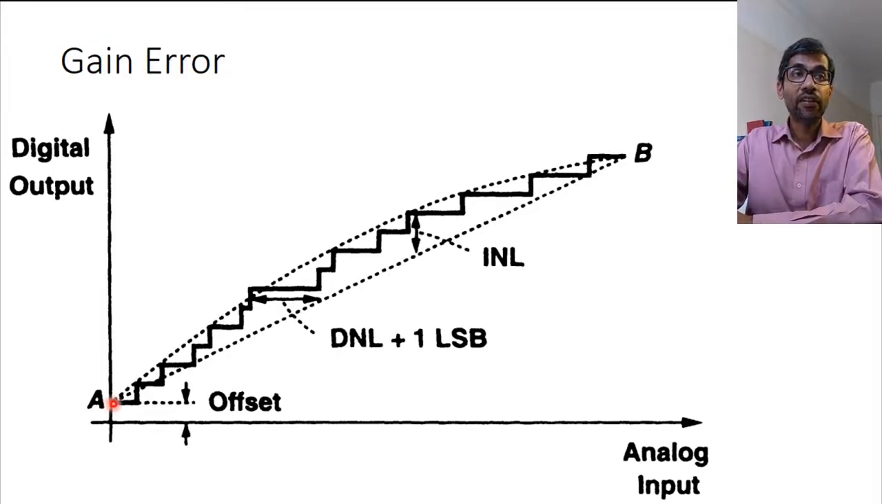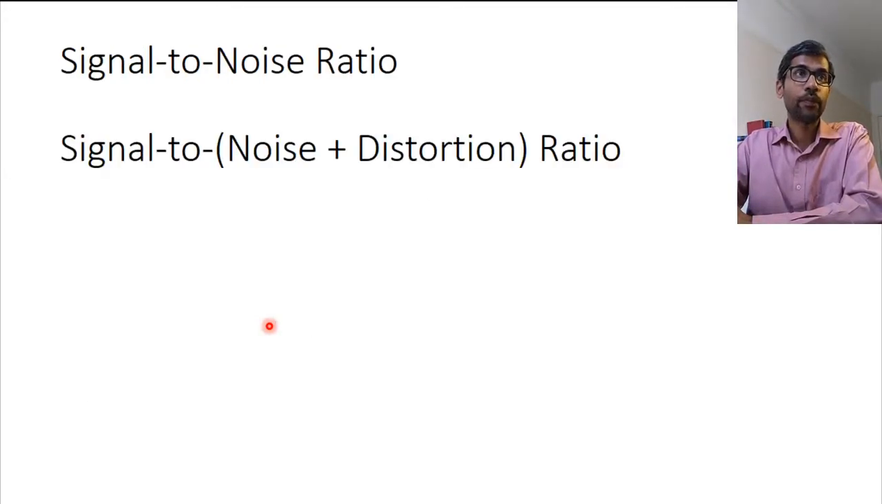The gain error is the change of this line from the ideal line, which usually is a unity slope, which is at 45 degrees, right? The slope of the characteristic should be at 45 degrees. And the difference of that ideal characteristic from this line would be the gain error. So how does the gain change? What is the error in the gain?